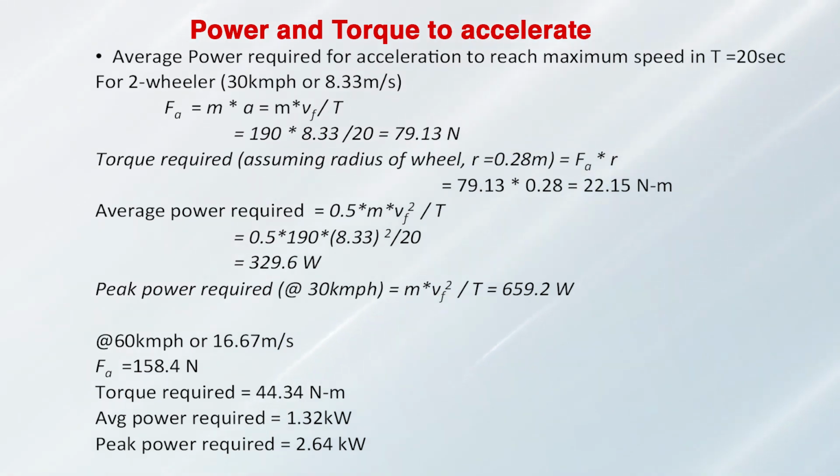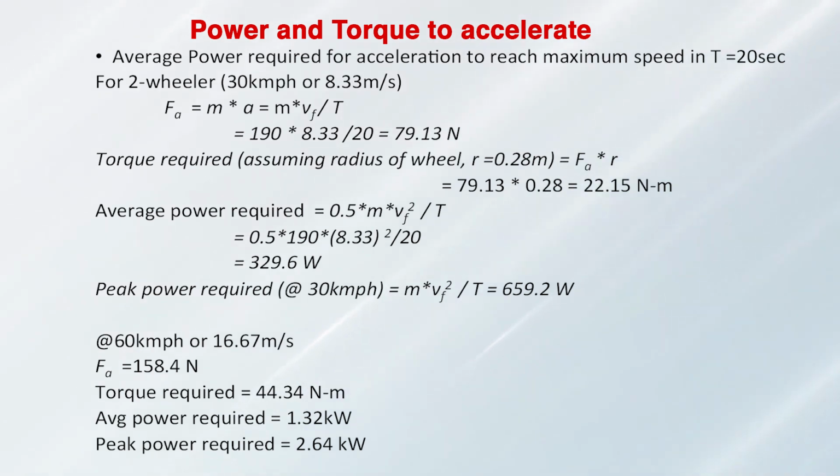So, try to put pen and paper and calculate. F equal to M, which is 190, Vf is 60 kilometers per hour now, which is 16.67 meters per second, divided by the time, which is fixed at 20 seconds. Now, if you evaluate, you check what value you have got. It will be around 158.4 Newton. When it is around 158.4 Newton, now you need to calculate the torque. What is the torque that is required? How much torque do you need?